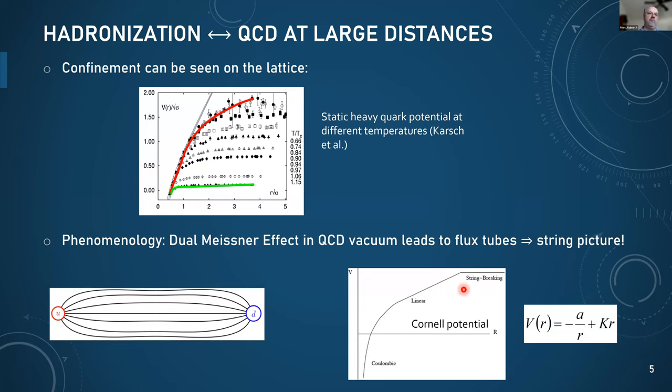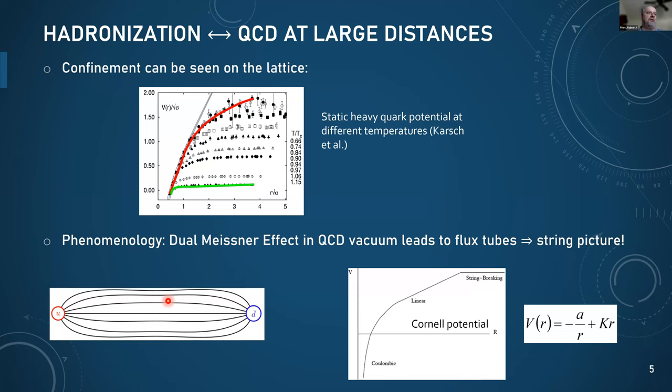It's very simple because everything is relativistic. Once you have enough energy in there, 2 times mc squared, where m is some particle that you could produce, then instead of putting more energy into the string, it can break by popping particles out of the vacuum.